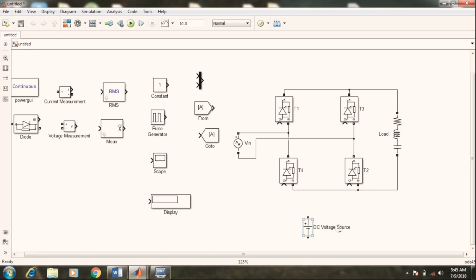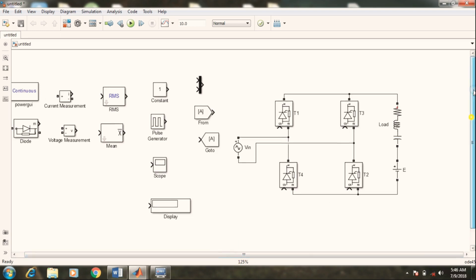So this is E. If you want, you can connect it initially and make it 0. If you don't want it, delete E and you connect it. Move aside. E is coming. So this is a single phase full bridge rectifier.